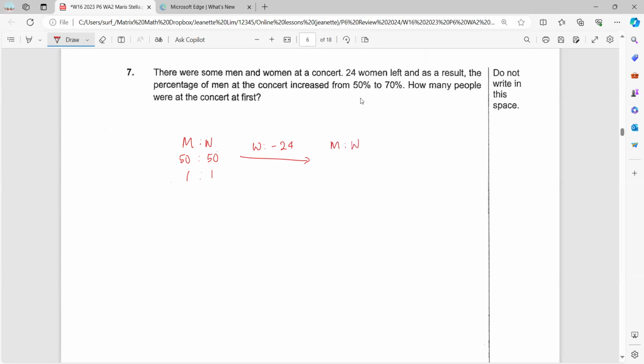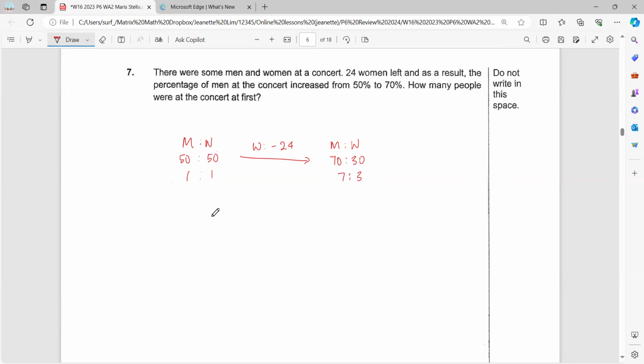So the men in the end is 70%. This means that the women will be the remaining 30%. So when we simplify, this is 7 to 3. Now take note, although there's a change, right? When we talk about percentage, the total at first is 100%, and the total in the end is also 100%.